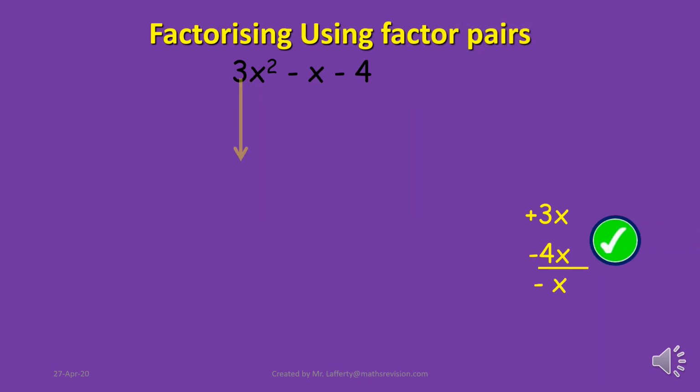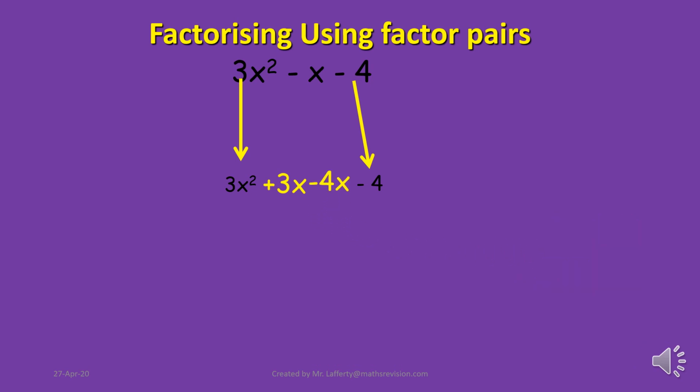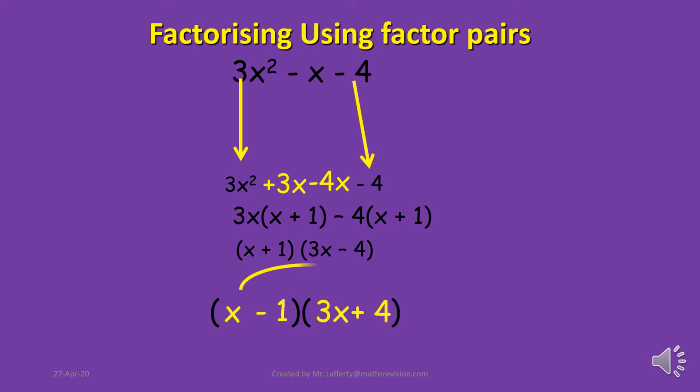We now take the first term, bring it down, take the third term, and put that pair of factors in the middle. Then we factorize from left to right: the first pair gives us 3x and x plus 1, and the second pair gives us negative 4 and x plus 1. We factor out the common factor in brackets, which gives us the double brackets. And we also use FOIL to check if it gives us the original trinomial.